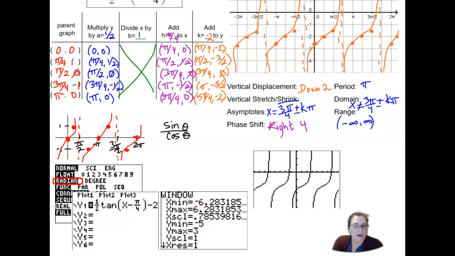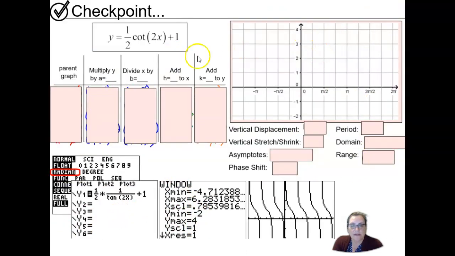So you're going to want to pause the video next and complete this checkpoint problem in your notes packet. 1/2 cotangent of 2x and then a vertical displacement up 1. And you can resume the video when you're ready to go over that together.